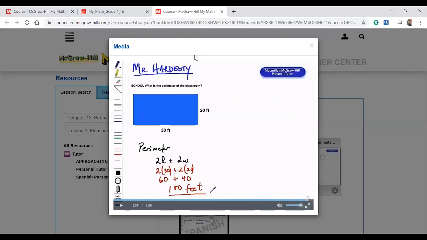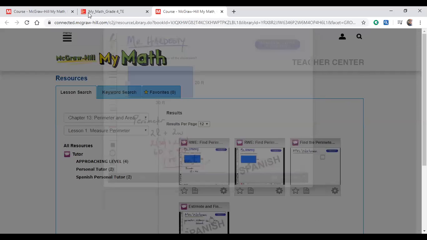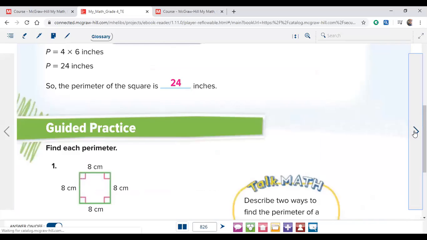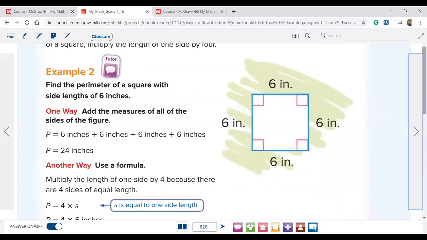Here in your book, page number 826, example number 2. Find the perimeter of a square with side length of 6 inches.